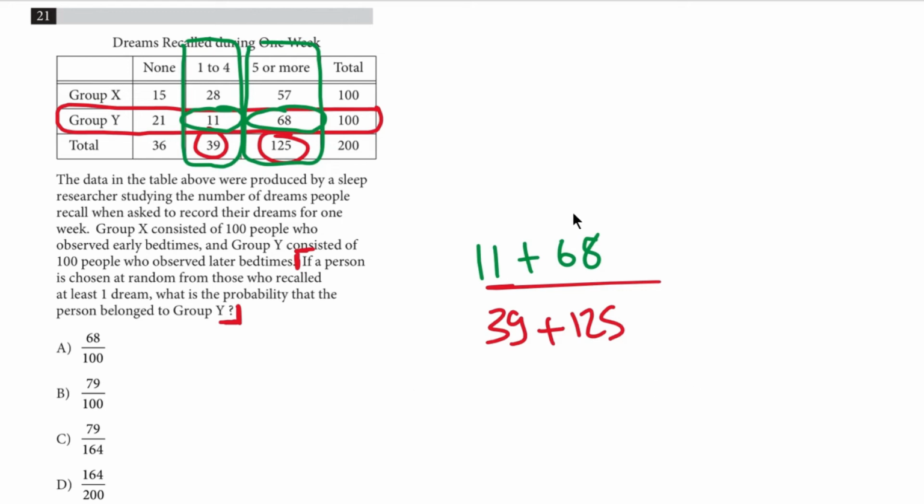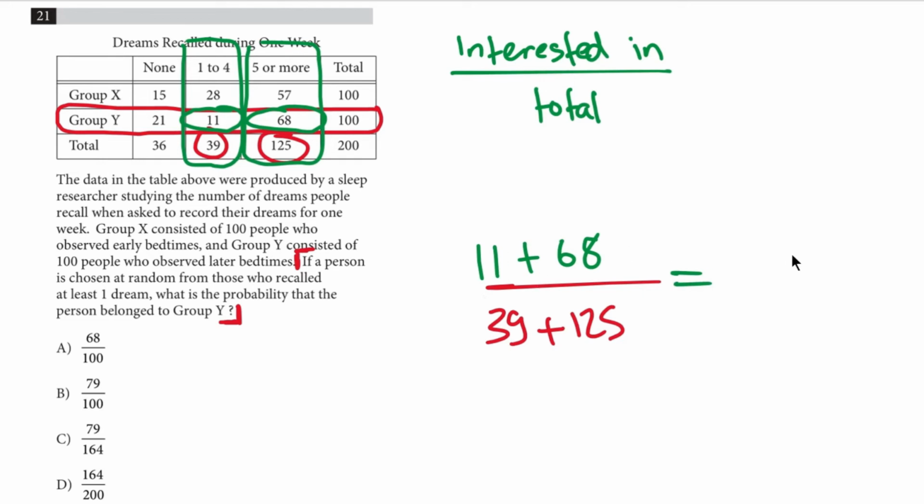Indeed, when we're searching for a certain probability, it is a fraction, and it's what we're interested in divided by the total. And so the total here is the total amount of people that recalled at least one dream, and what we're interested in is the people that belong to group Y that have recalled at least one dream. And therefore, we need to find that fraction. 11 plus 68 gives me 79, and 39 plus 125 gives me 164.